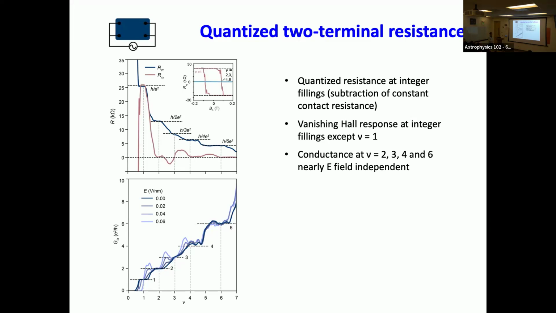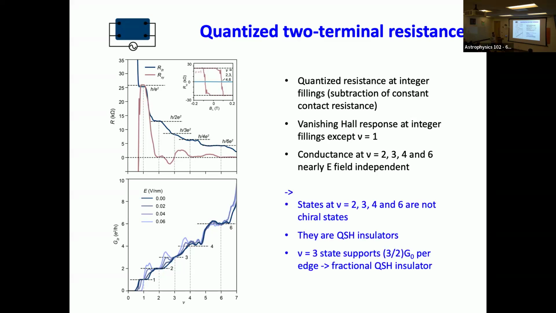The bottom is basically plotting 1 over the two-terminal resistance. In this two-terminal resistance, you can see the 1, 2, 3, 4, and 6 steps in this device. And the red curve is the Hall resistance, again with zero Hall resistance at 2, 3, 4, and 6.